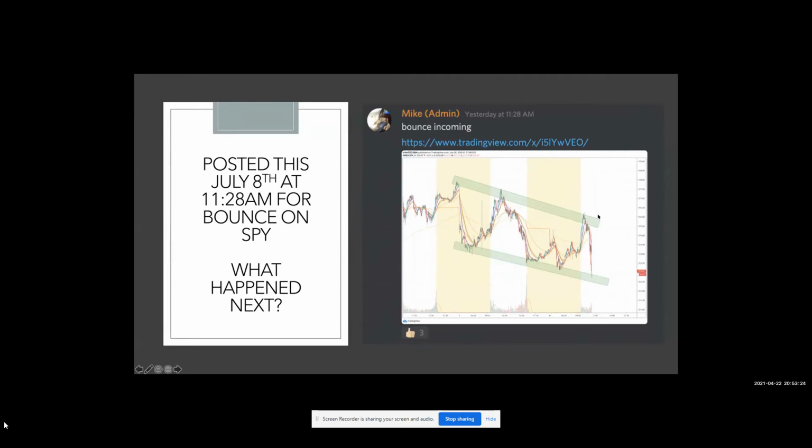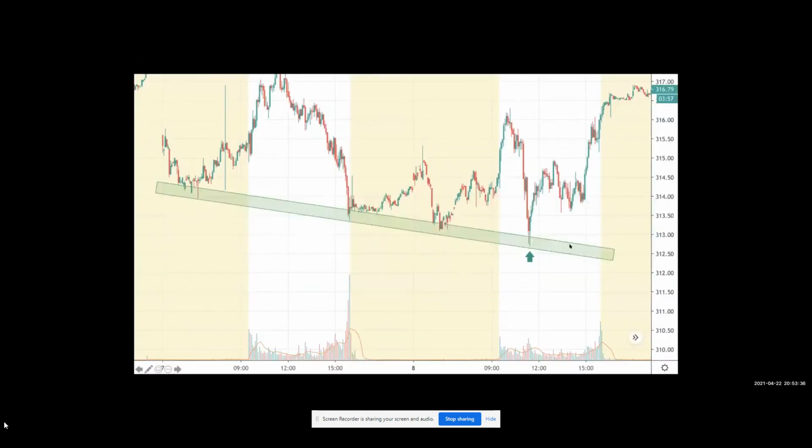I mean, it's essentially just a channel, right? So I noticed this channel on SPY, and I said a bounce was incoming. SPY was at 313 when I posted that. And there you go. So it went from 313, hit that lower deviation, right? Hit the lower side, lower regression, and then bounced straight off of it.